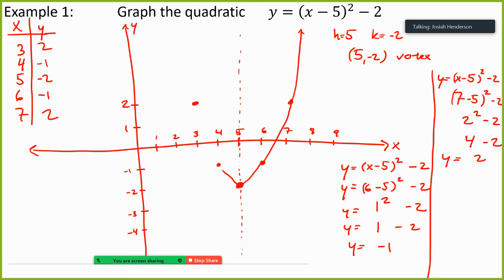And now I try to connect those with a nice curve. It's okay, pretty good. But I see the vertex, I see the line of symmetry, and I see the shape of this parabola.